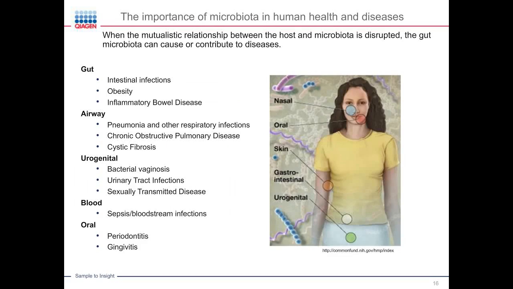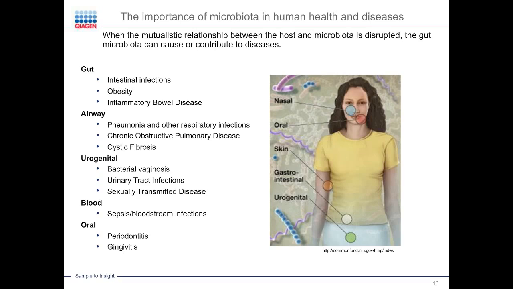So this slide shows you some of the diseases that the microbiota are involved in. For example, in the gut, the microbiota plays a positive role, but when the relationship between the host and the microbiota is disrupted, that can contribute towards many diseases. For example, in the gut, it can lead to intestinal infections. It can lead to obesity and inflammatory bowel disease. I think many of you are familiar with what we call fecal transplants that are happening.